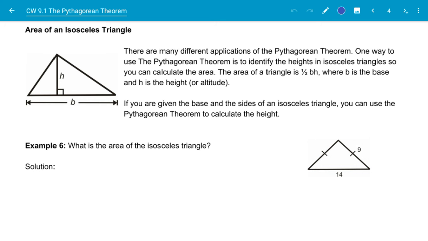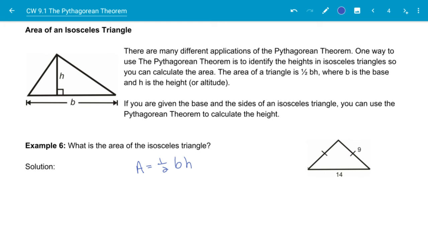So one thing that we can use the Pythagorean theorem for is to actually find out the area of an isosceles triangle. And that's what number 6 asks us to do. What is the area of the isosceles triangle? Now, remember, area of a triangle is equal to 1/2 base times height.